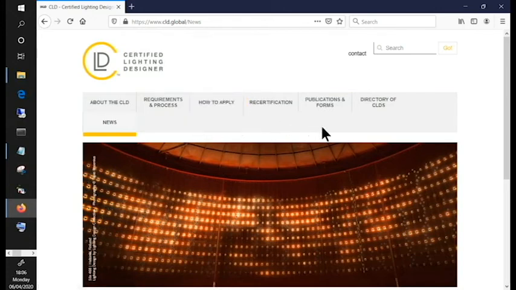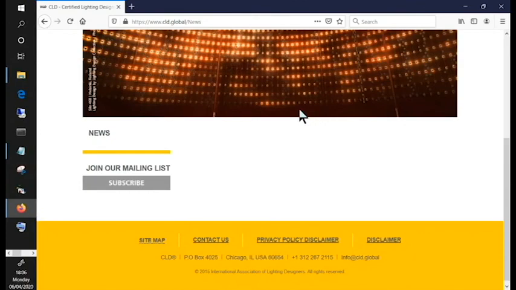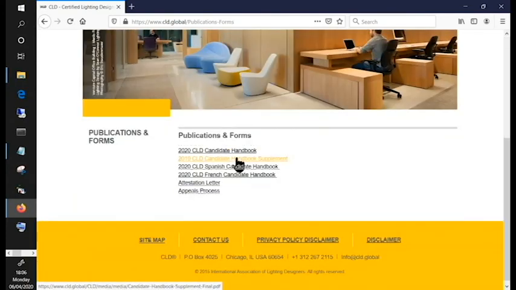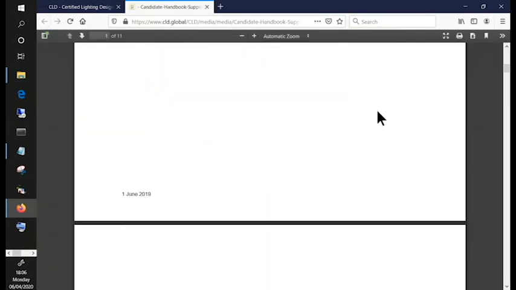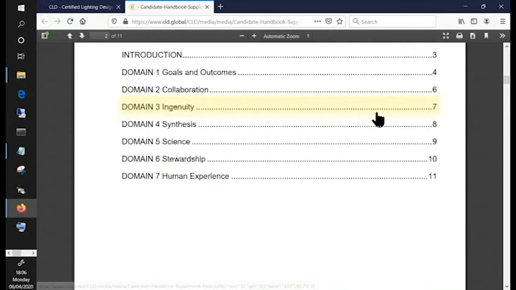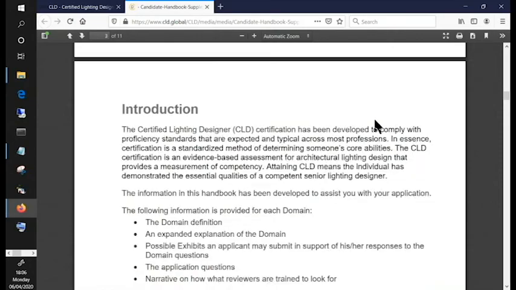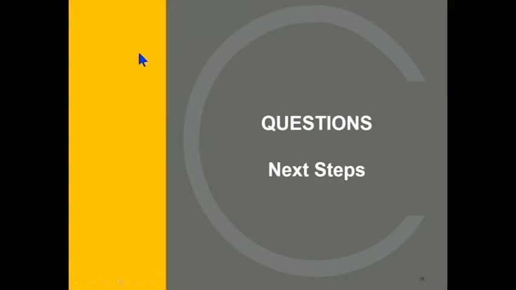That's not to say you don't know what the questions are. The questions are listed in the CLD handbook, and I believe Peter is under publications and forums. Peter, it lists all. Which one would you recommend? The supplement and the handbook. The supplement goes a little more in depth about how you should answer each question. Yes, that's the supplement.